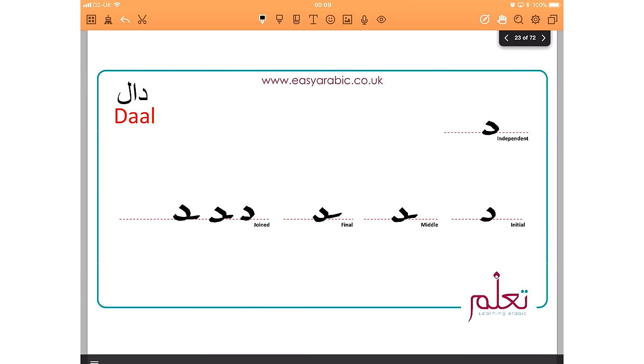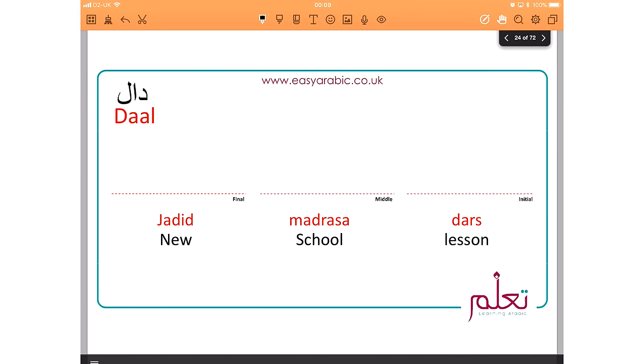So let's look at some examples. The first one is Dars, which is lesson. So we have a dal, then we have a ra, and then we have a seen. So Dars.